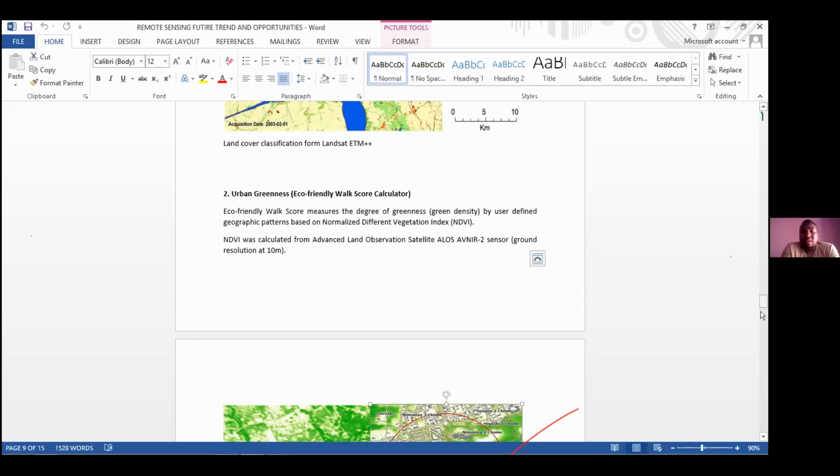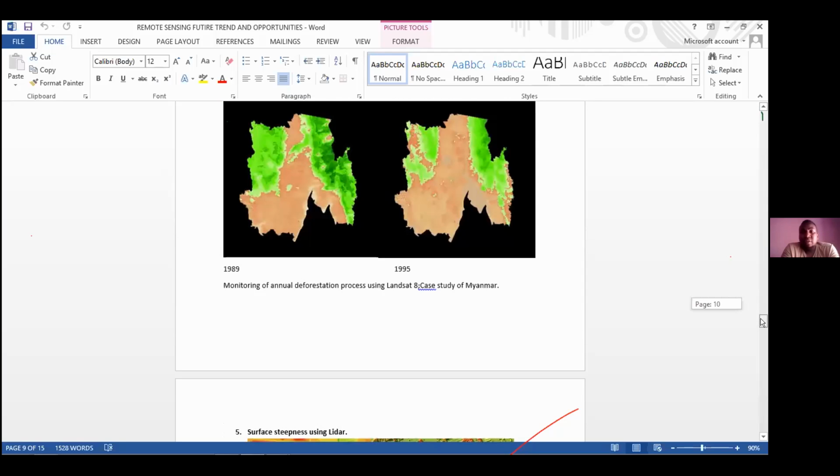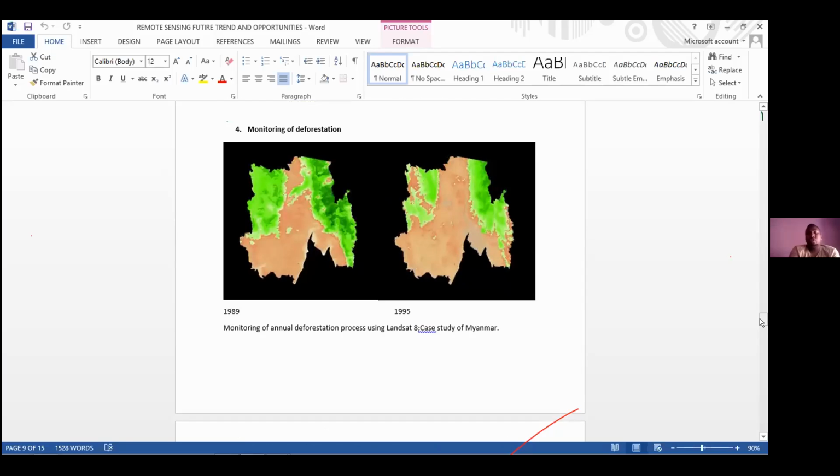Then another application of remote sensing is what we call monitoring deforestation. This is one of the projects I did for my degree project back then. I used remote sensing to show the government how deforestation has happened in Kenya for a period of 40 years, from 1960 to 2000. With remote sensing, you can monitor forest areas, or what we call deforestation.